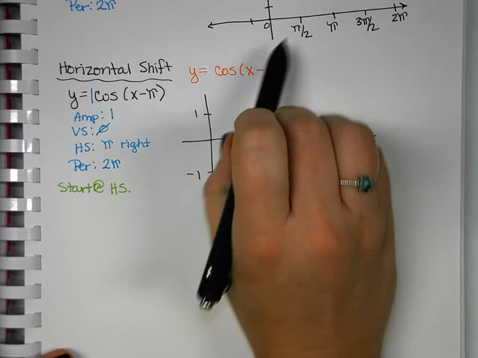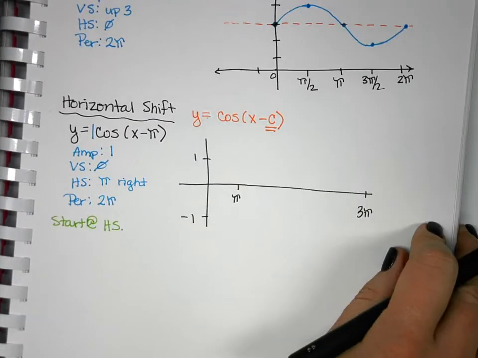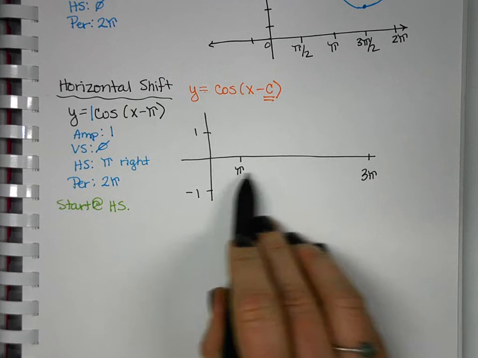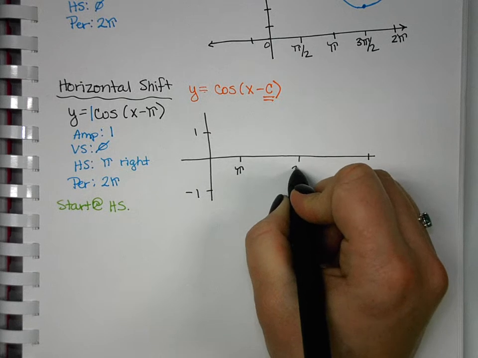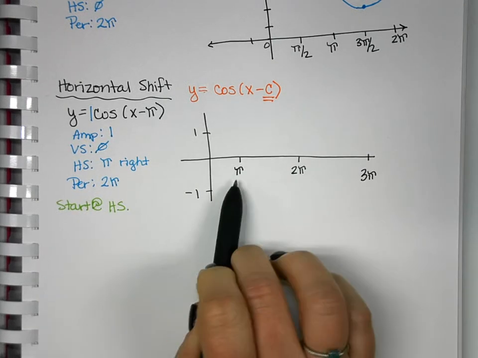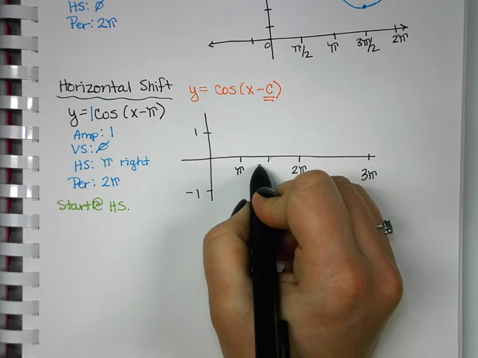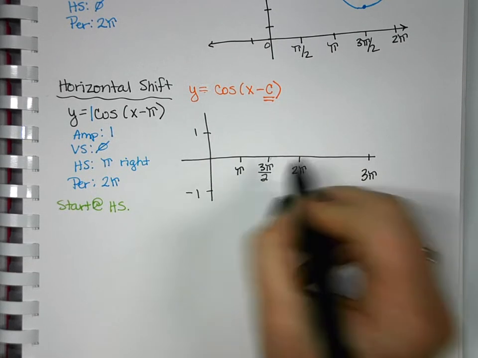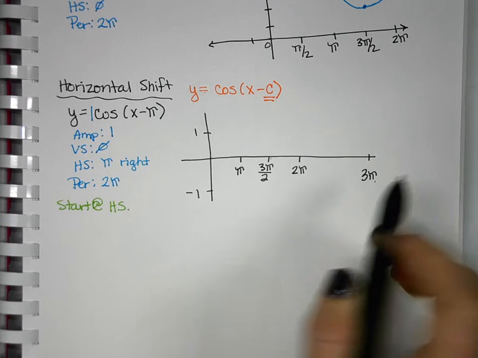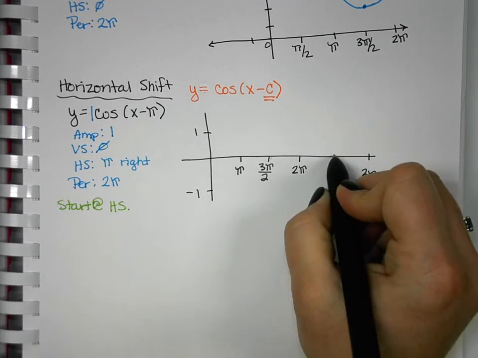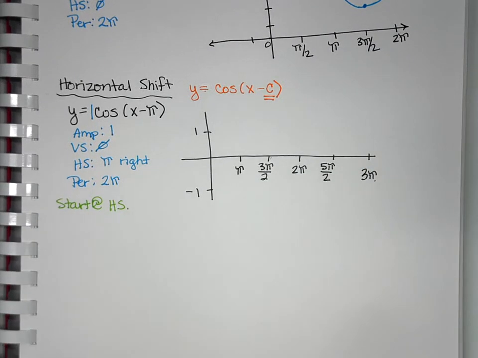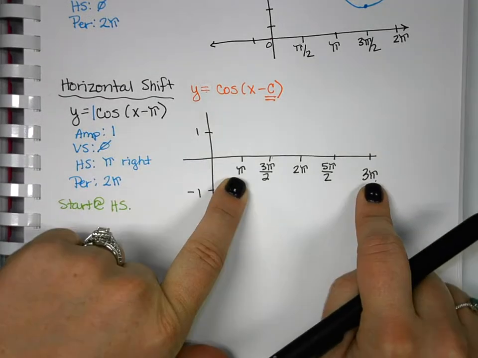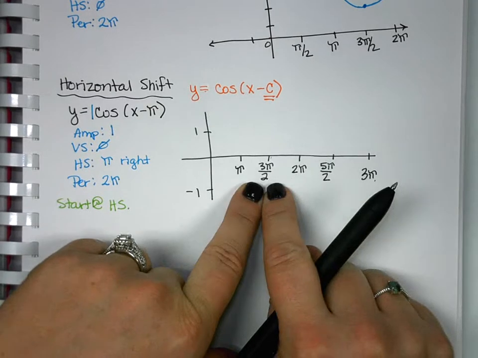So I need to find my key points just like I did up here. If I think about the halfway point between pi and 3 pi, I get 2 pi. And then what's halfway between pi and 2 pi? 3 pi over 2. And then what's halfway between 2 and 3 pi? That would be 5 pi over 2. So our key points are found by just finding halfway marks. So start, end, halfway, halfway, halfway.